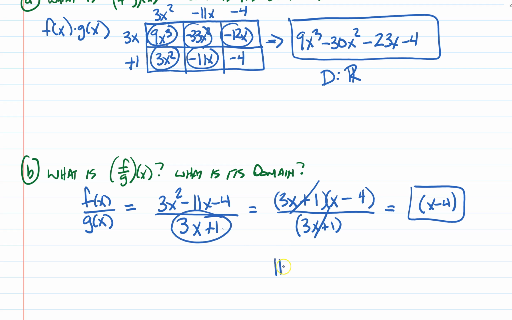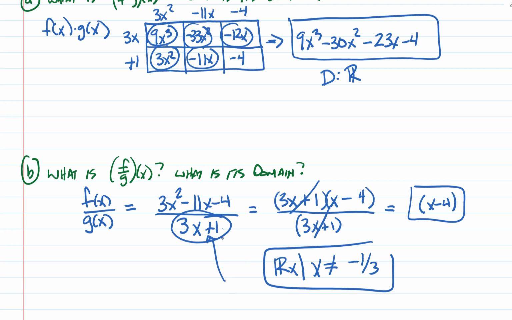So the domain of this thing is going to be all real numbers x, such that x is not equal to negative 1/3. And all I did to do that was I solved this little guy for what values of x it can't be. So even though it cancels out, it's still not allowed in the domain. So keep that part in focus when you're doing the division parts here. So the expression is x minus 4, but the domain is everything except for negative 1/3 because it is a member of the g of x, which is in the denominator there. Okay, tough example, but hopefully that made sense to you.